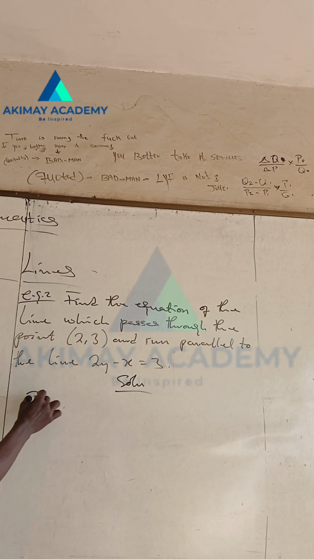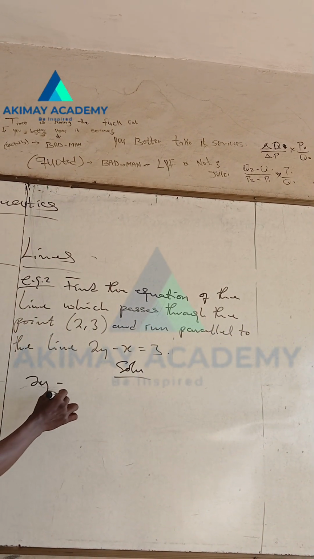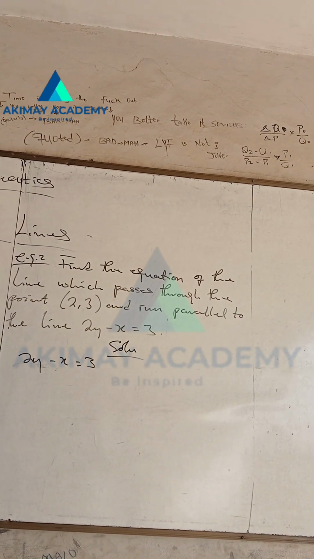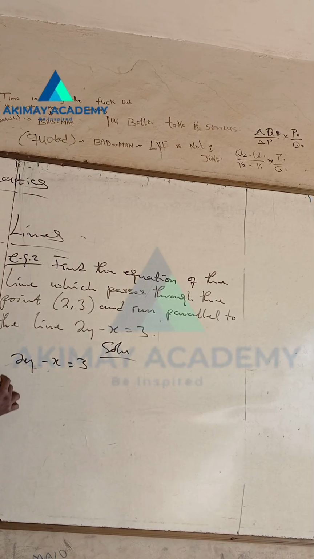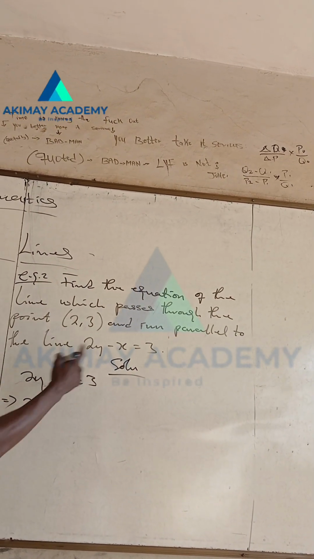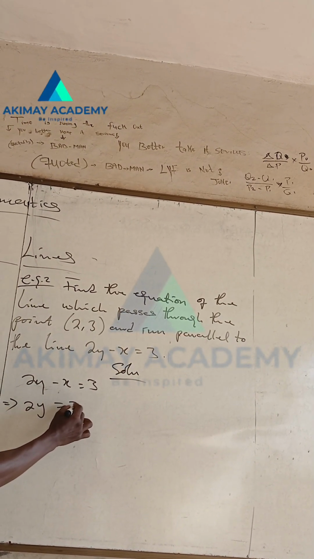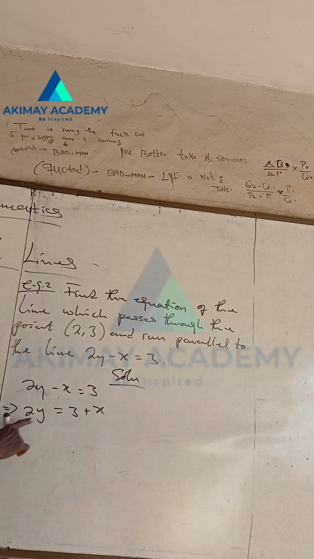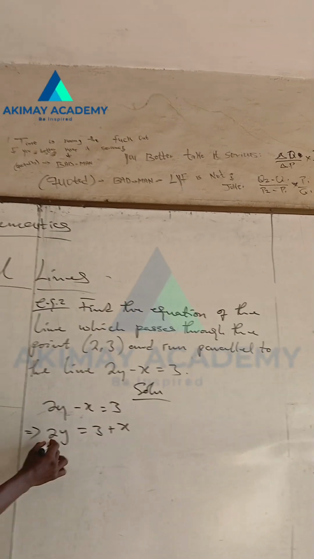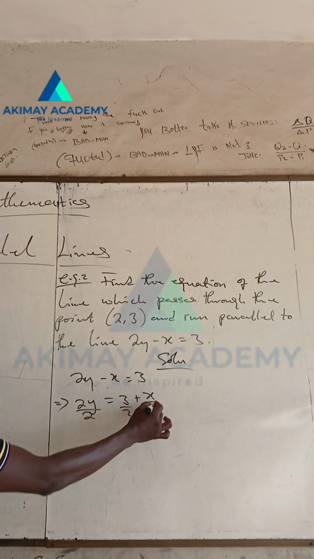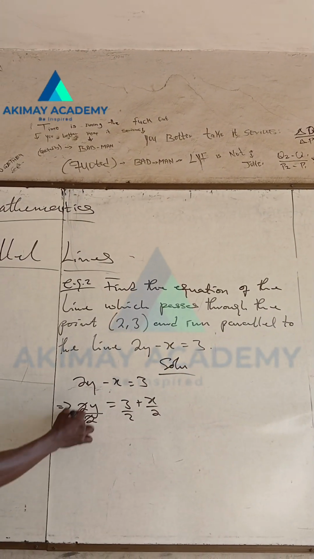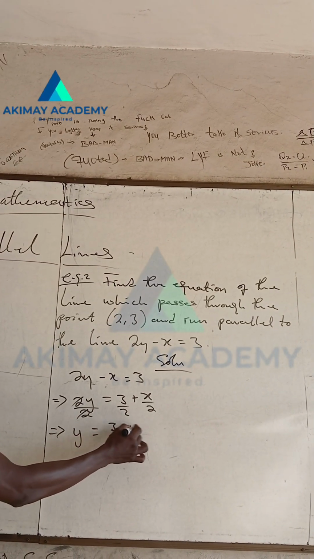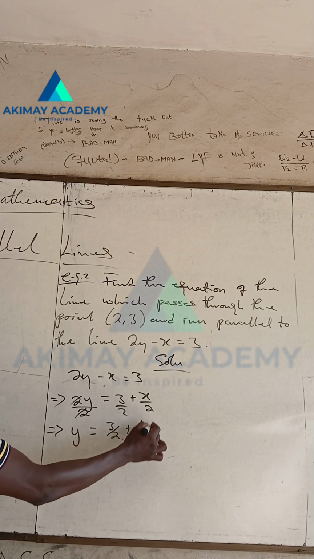So here we have 2y minus x equals 3. So we make y the subject to find the gradient. So we have 2y, we send this one to the other side. So we have 3 plus x. To get the gradient, we make y the subject. So we divide through by 2. So here by 2, 2, 2. So this will cancel this one off. y is equal to 3 on 2 plus 1 on 2 x.